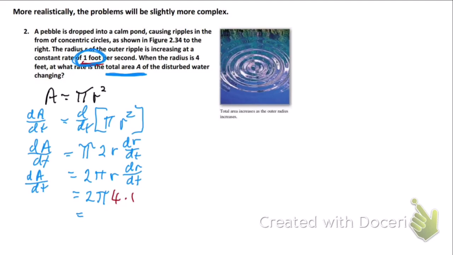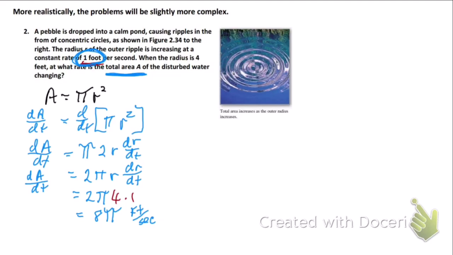Okay, so I've got what, 8 pi here? And we're talking about feet, so that'd be feet per second, because that's our units. So in other words, the area is increasing about 8 pi, so that's somewhere around 24 feet per second at that instant. So that's the dA over dt.